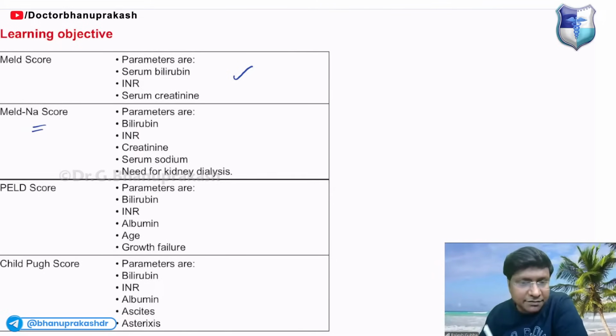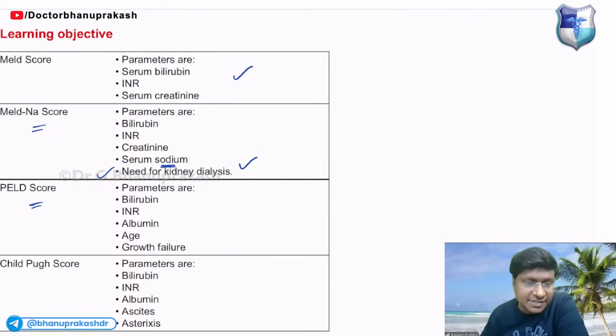What are the components of the MELD sodium? In case of MELD sodium, along with bilirubin, INR, and creatinine, you also have two more components, that is serum sodium and the need for kidney dialysis. That is MELD sodium. PELD score, just now I was discussing.